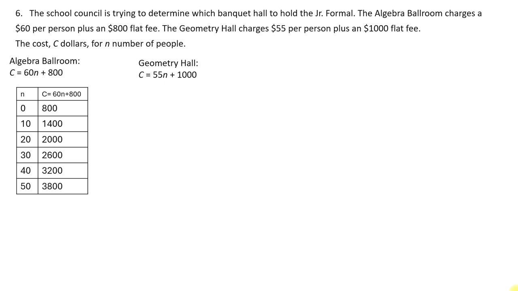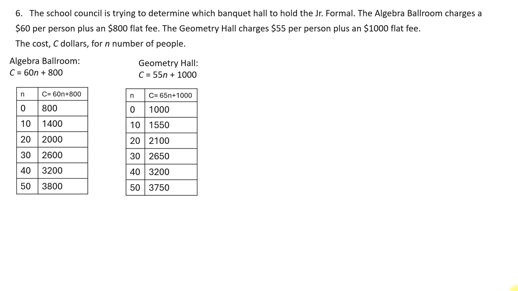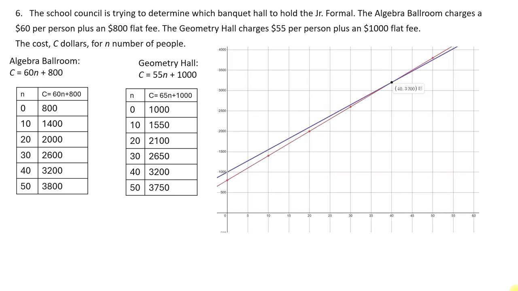We can set up a table of values for both of these equations, fill in the values and then graph them. And when we do so, we can see that the two equations intersect at the point 40, 3200. What this means is that given 40 people, both of these halls would charge the same amount.